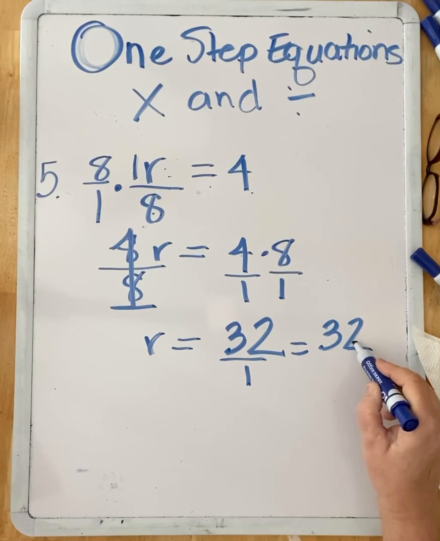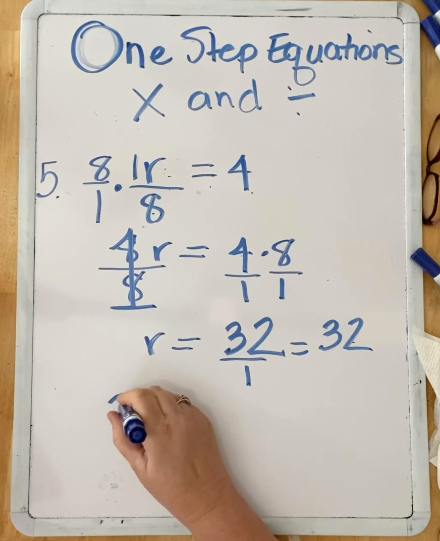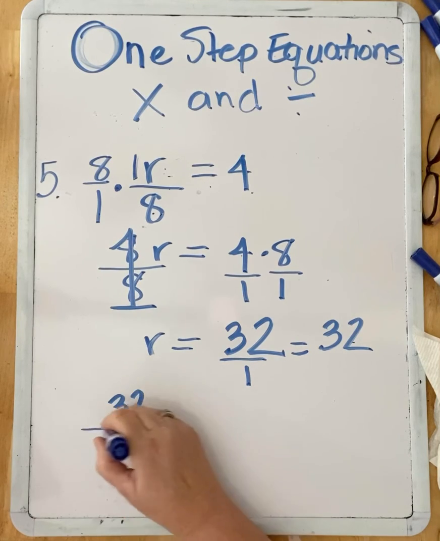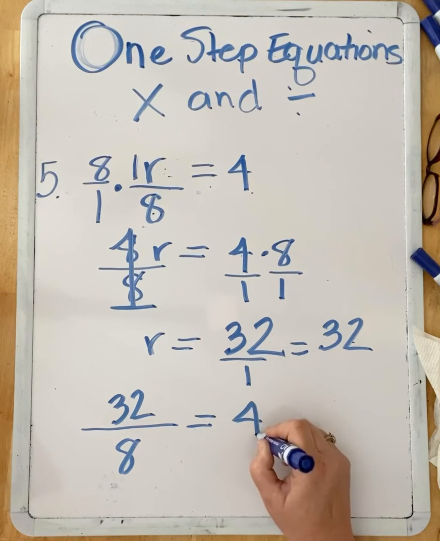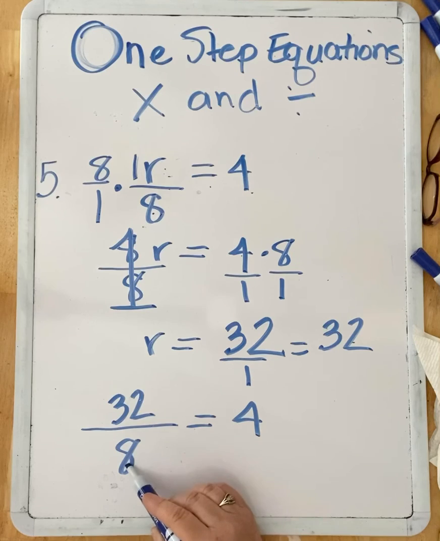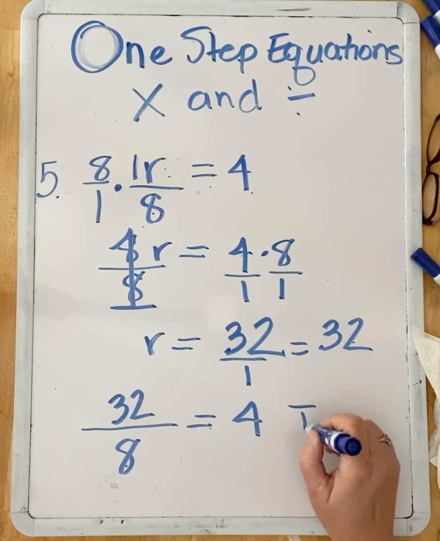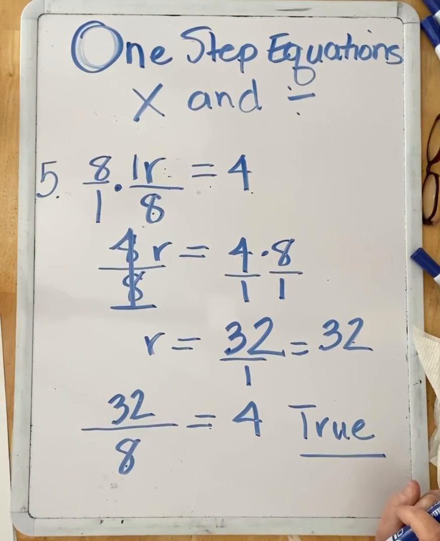So now I'm going to take my 32 and substitute it into my original equation. 32 divided by 8 equals 4. True statement. See if you can figure out the rest of those. And we're going to move on to the word problems, I think, after that.